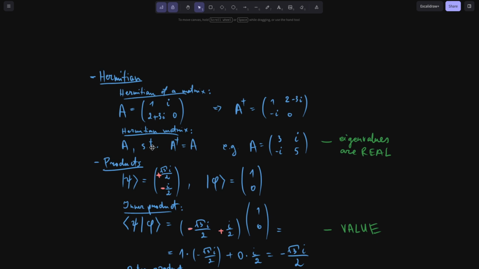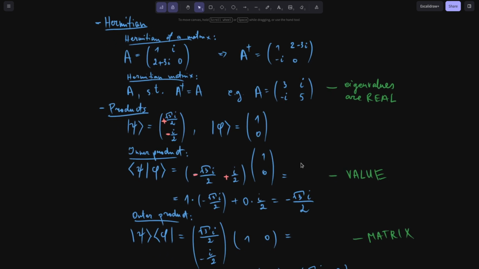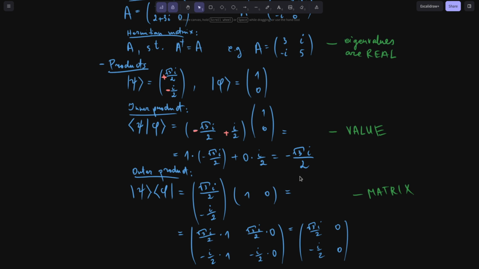Now, if we call a matrix Hermitian, that means that the Hermitian of a matrix is the same matrix. So matrix A is Hermitian if its Hermitian is itself. So for example, 3, i, minus i, 5. As you can see, if we make a transpose and complex conjugate, it's the same matrix. And yeah, about Hermitian matrices, their eigenvalues are always all real. You'll never get a complex eigenvalue. That's good. We don't want complex eigenvalues. It's easier to calculate things.